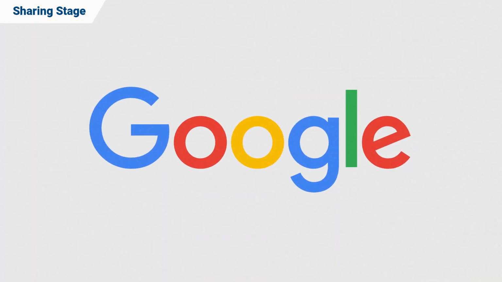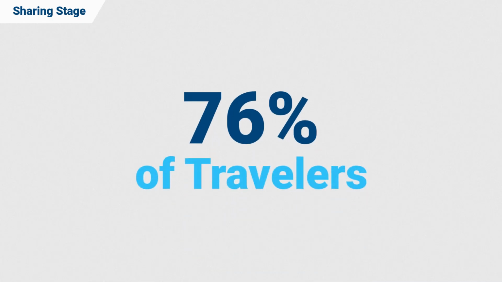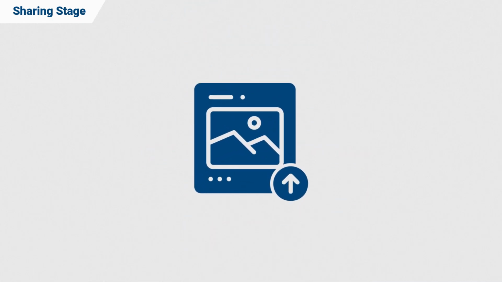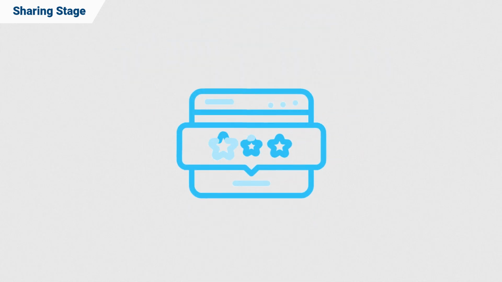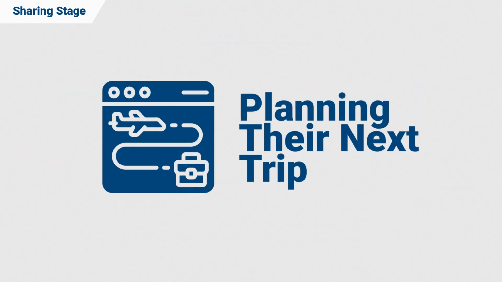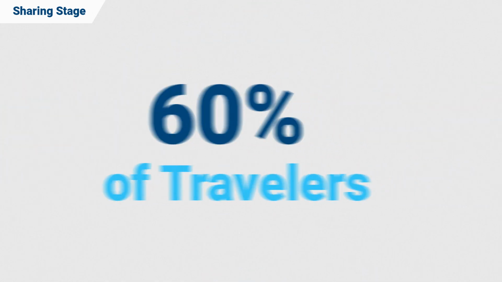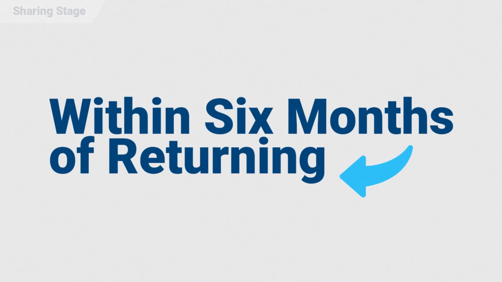To hit this home, Google found that 76% of travelers reported posting vacation photos to social networks. 49% of travelers say that they rely on reviews and recommendations from friends and family when planning their next trip, and 60% of travelers start researching their next trip online within 6 months of returning from their last one.